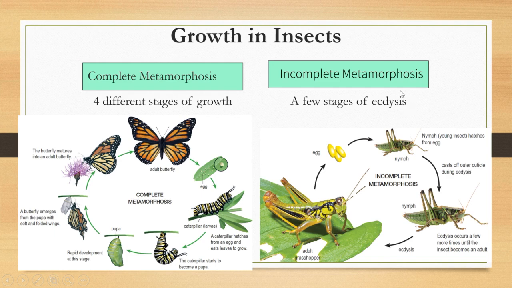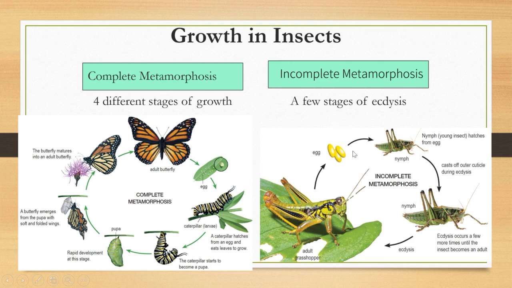So what is ecdysis? It is the shedding off of the old exoskeleton and replacing it with a new exoskeleton. So it is a molting process. Now we go to the stages.